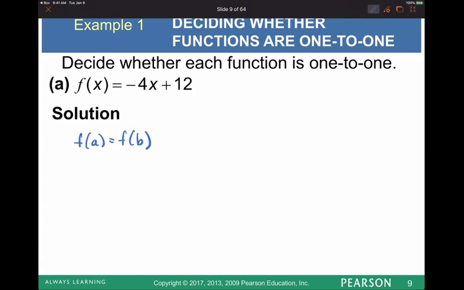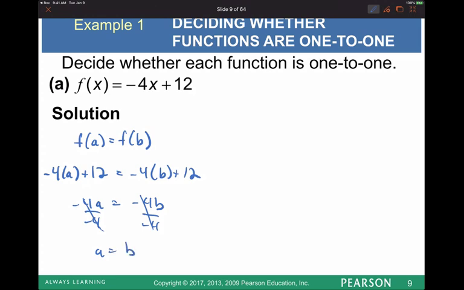So that means we say -4 times a plus 12 is equal to -4 times b plus 12, right? Notice we could subtract 12 from both sides. So if we subtract 12, we get -4a equals -4b. Divide both sides by -4, and then we get a equals b. Because of this, we say that each y corresponds to exactly one x. It will pass the horizontal line test, so this function is yes, one-to-one.